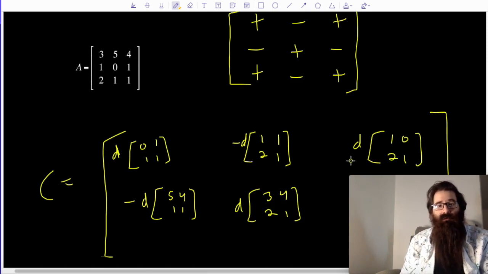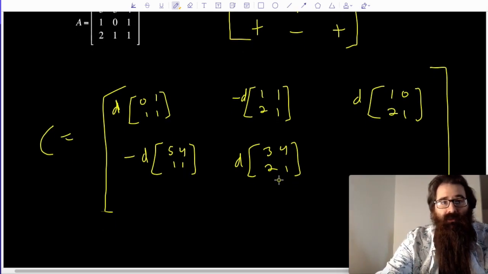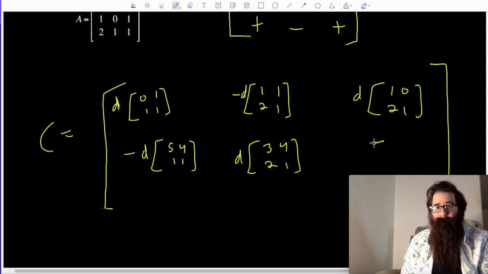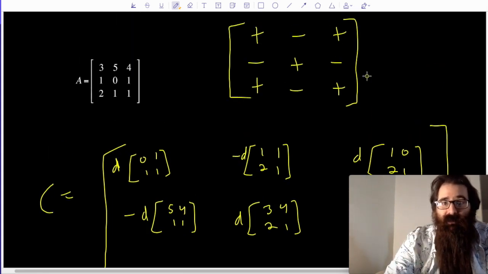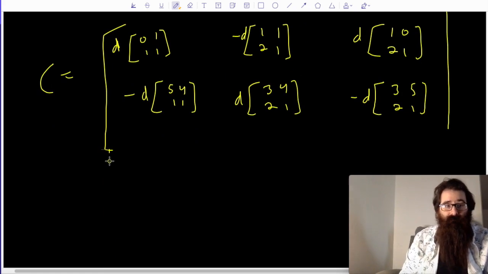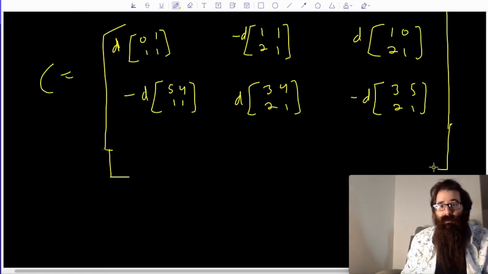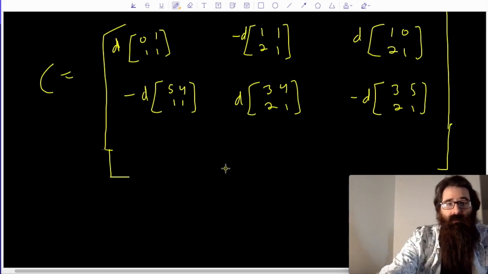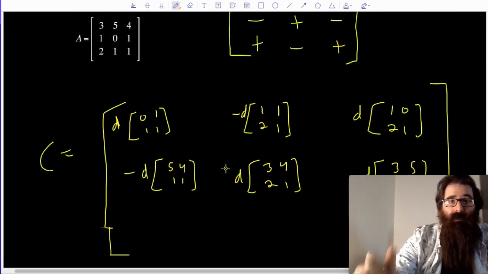And then now, last entry of the second row, I'm not going to pick out the value. I'm going to remove its row and column though, and that leaves me with 3, 5, 2, 1. I want the determinant of that. But I am going to have to flip the sign because of where it lays in the 3 by 3 matrix, my sign pattern, that checkerboard pattern. We have one more row to go. And then we have to compute these determinants too.